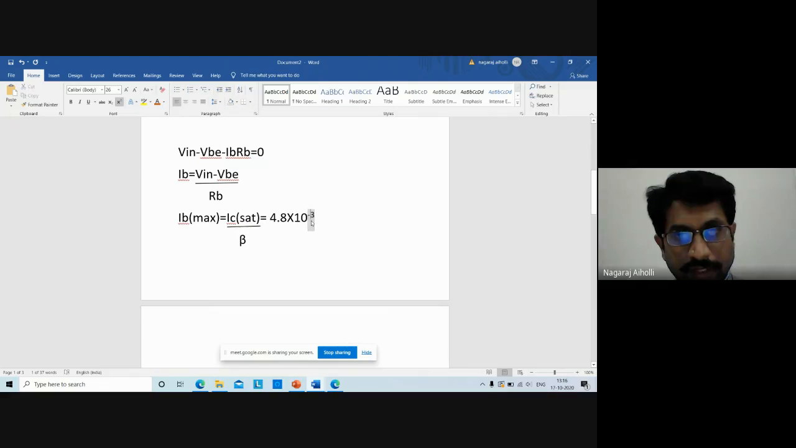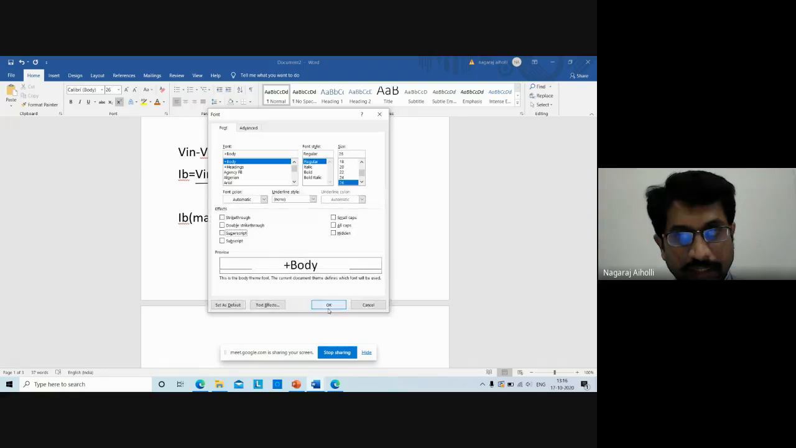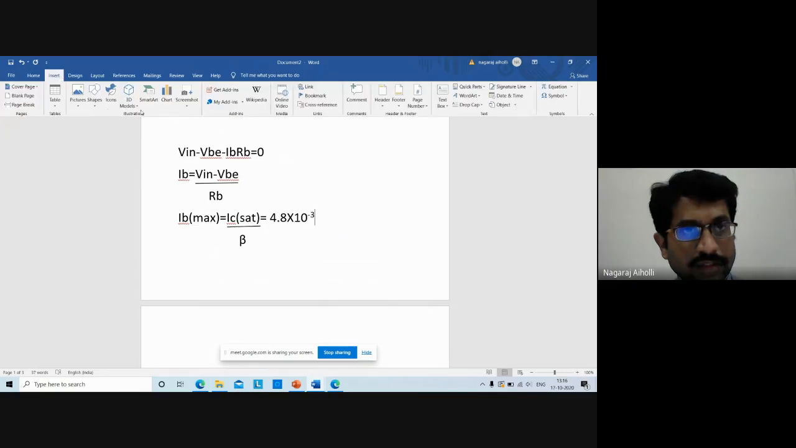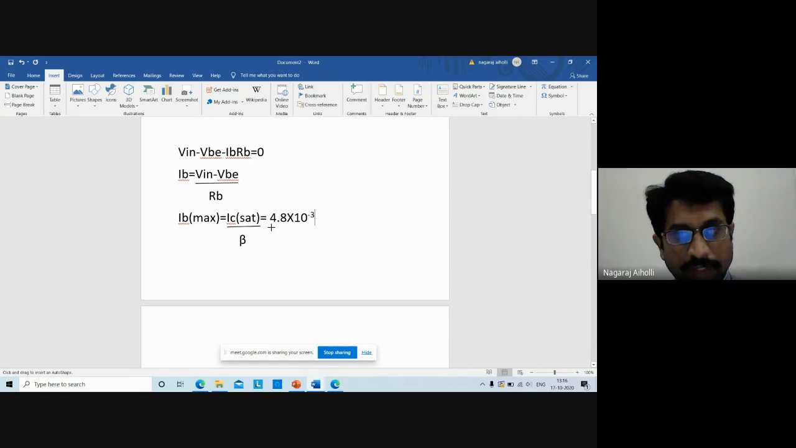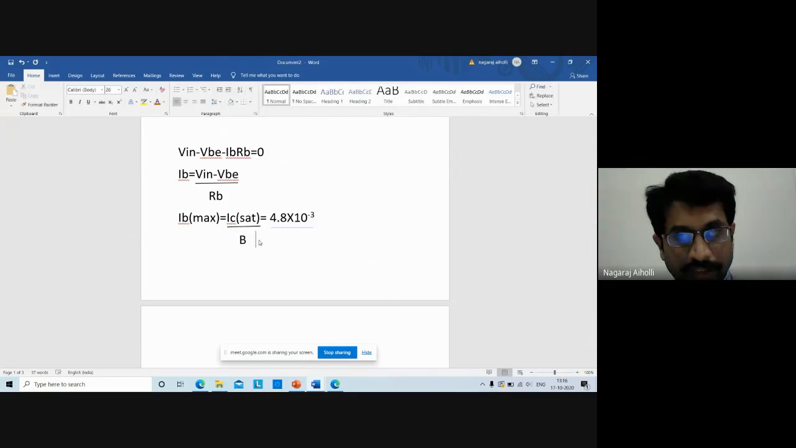This is divided by beta. What is the value of beta here? What is the value of beta they are given? 100. Very good. 100. Correct. You are right. 100.